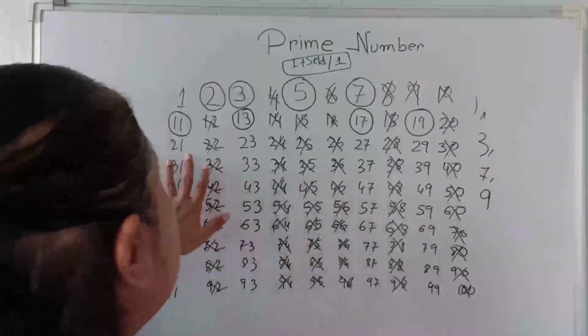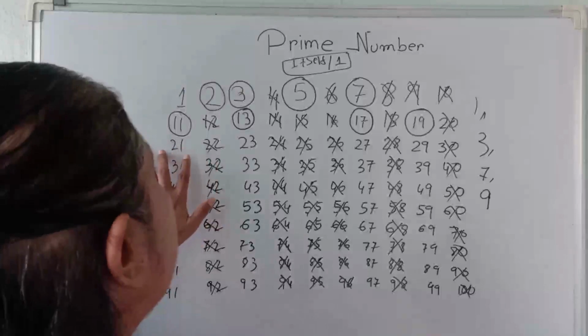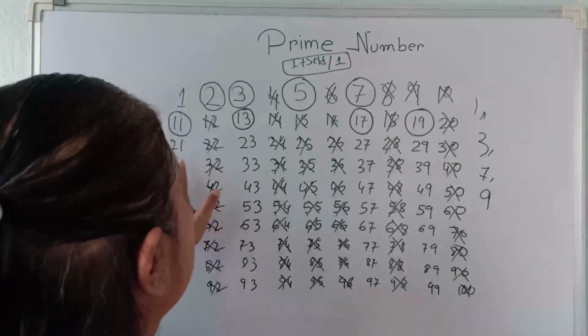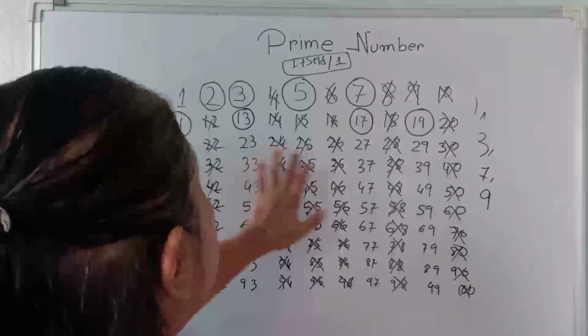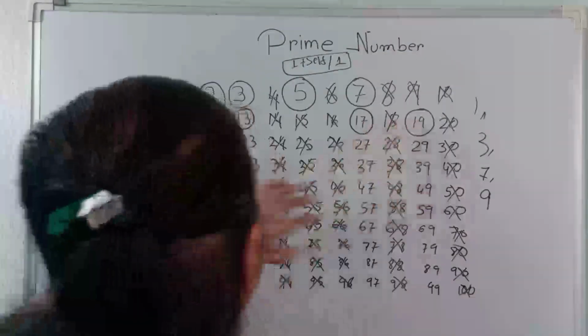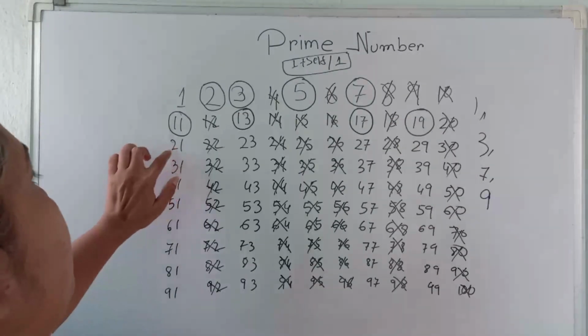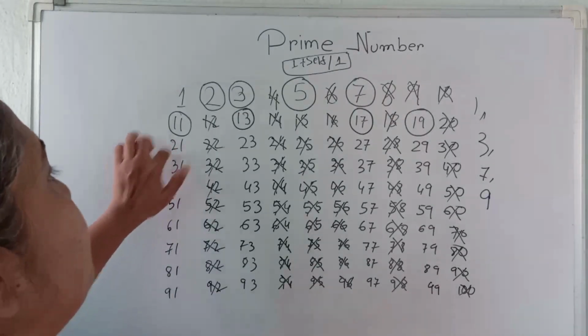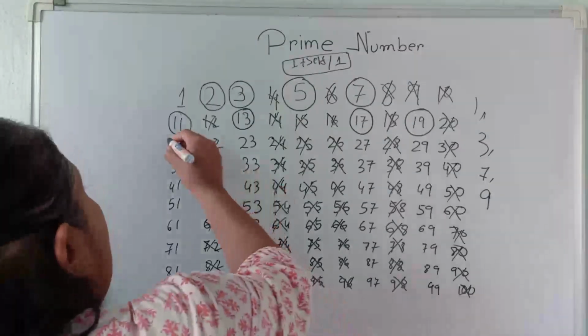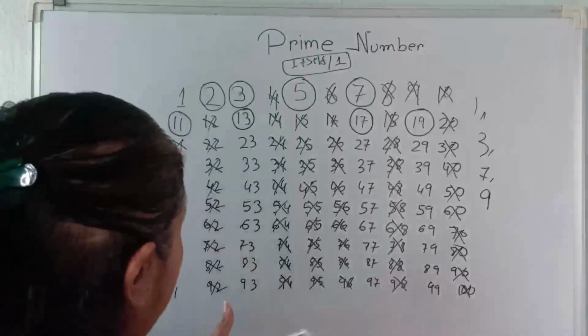Okay, so now let's check how many prime numbers there are between 21 to 30. So how many numbers do you have to check? The numbers that end with 1, 3, 7 and 9. So 21, 23, 27 and 29. And we know that 21 is a multiple of 3. We can easily divide 21 by 3. So just cross it. It is not a prime number.